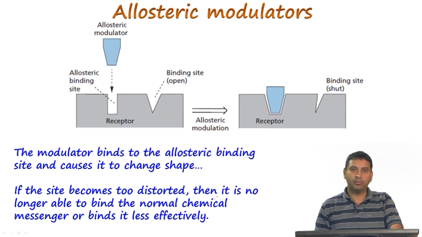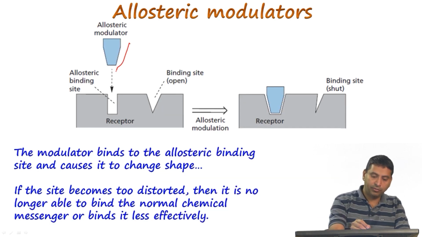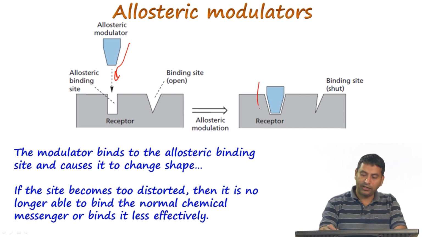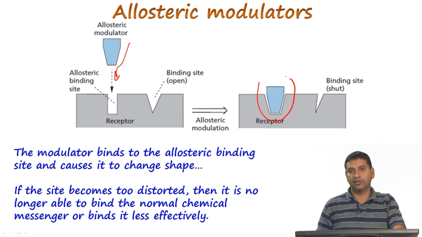So, here is a pictorial representation of this. The allosteric modulator can come in and bind to a site which is not the same as the binding site, and once it binds, in this particular case, it closes the binding site and prevents further activity from happening. But it is also possible that this allosteric binding site can enhance the effect of the binding of the natural ligand and increase the activity.